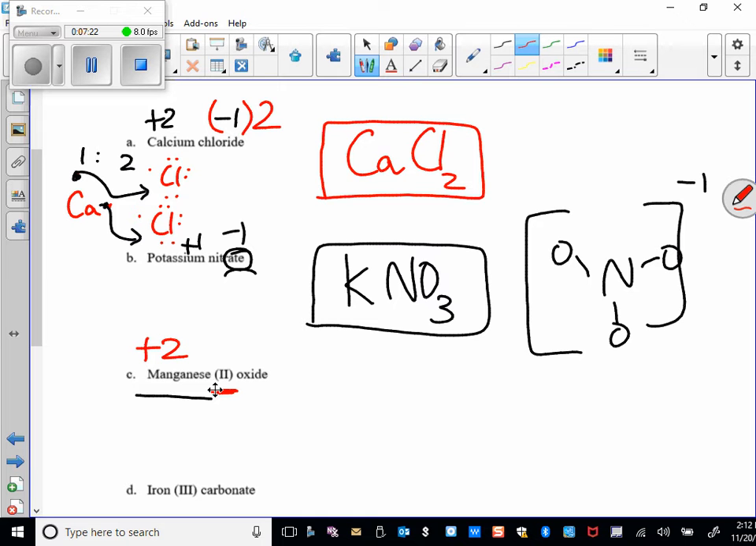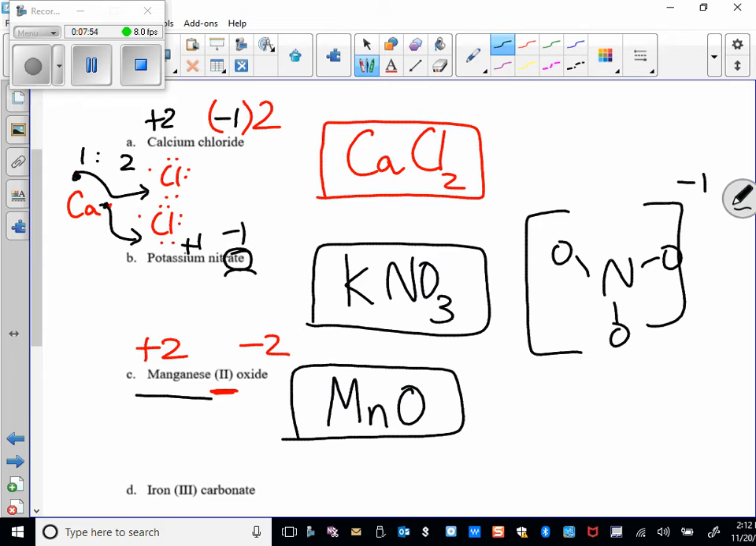Metals are losers. Metals will always have a positive sign. No metal can be negative. Are we good? What is the charge on oxygen off of the periodic table? -2. Do they cancel each other? Yes. Is the ratio 1 to 1? Yes. What is the formula for manganese oxide or manganese 2 oxide?